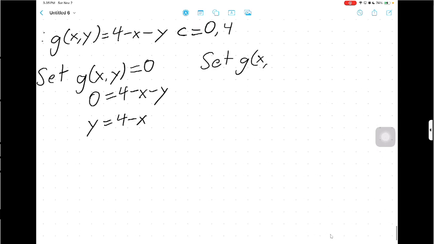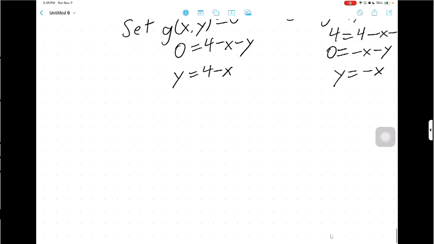Set g of xy equal to 4. 4 is equal to 4 minus x minus y. Subtract 4 from both sides, we get 0 is equal to negative x minus y, and y is equal to negative x. And that's it.